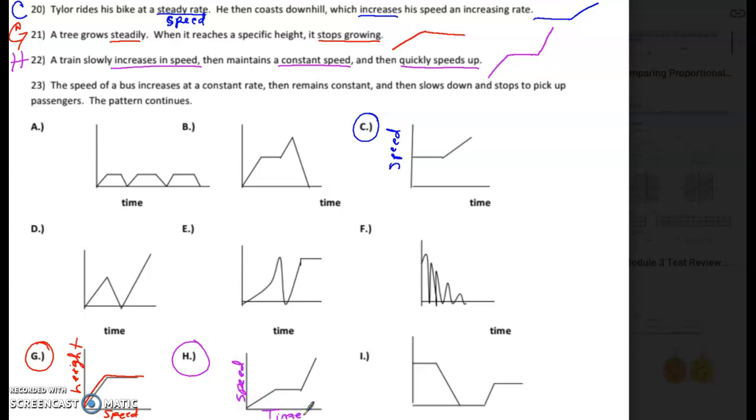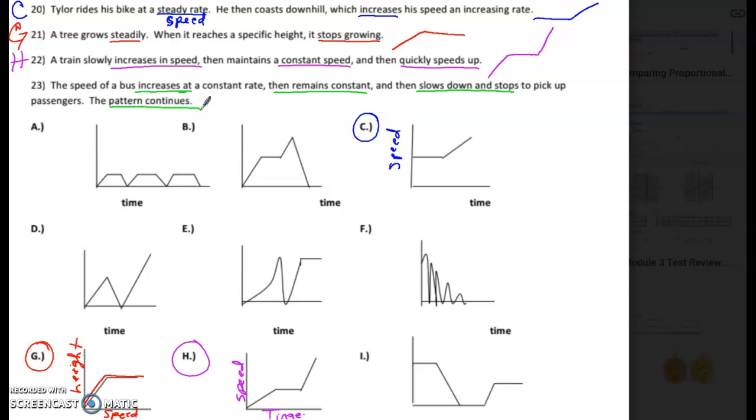Okay, 23. The speed of a bus increases at a constant rate. Don't let this constant rate fool you, because that speed is increasing. It's just increasing at a steady rate. Then the speed remains constant, and then it slows down and stops. And then the pattern continues.